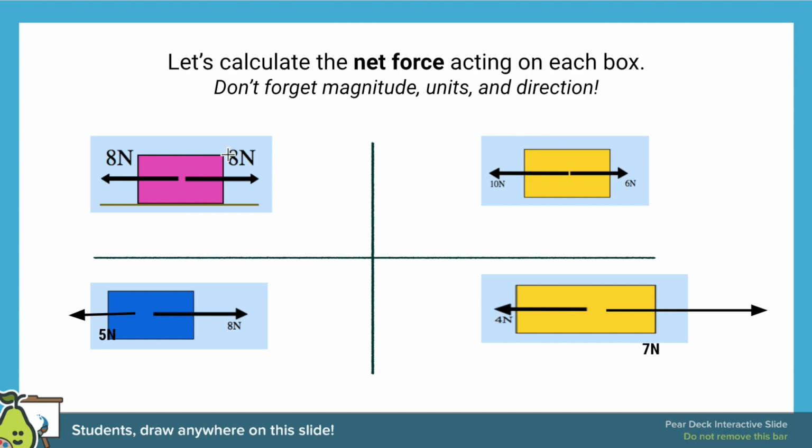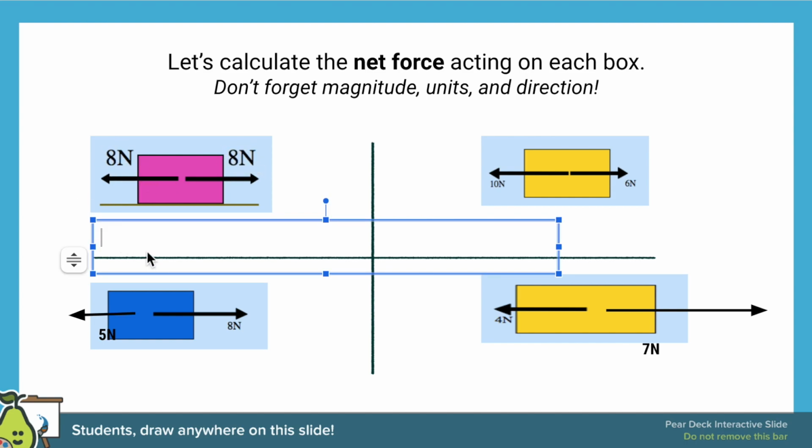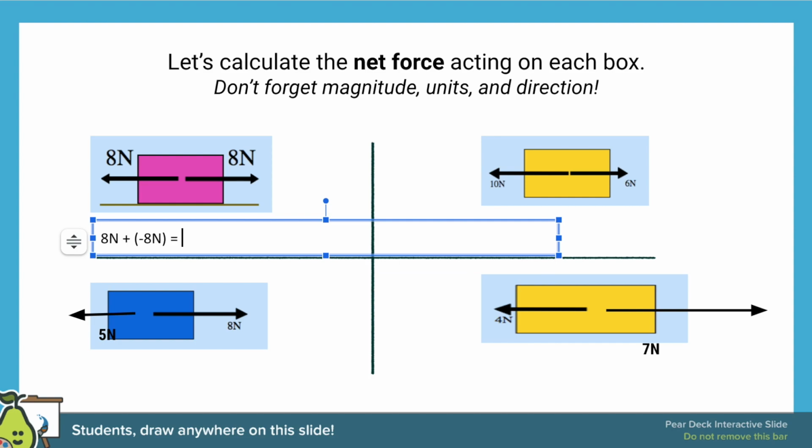So in this first one, 8 newtons to the right and 8 newtons to the left. To the right is a positive 8, and to the left is a negative 8. When I add a positive 8 and a negative 8, I get 0 newtons. And even though force is a vector, so it has magnitude and direction, when the net force is 0, there is no force, so there is no direction.